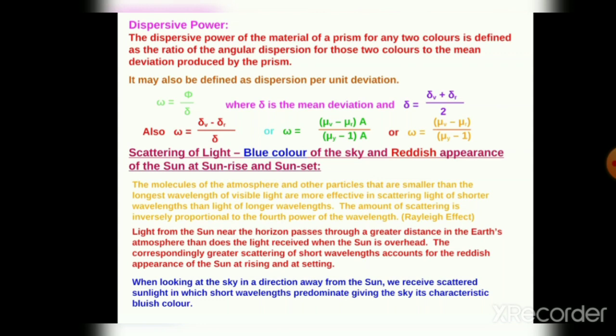Rayleigh scattering. You can say that I is directly proportional to 1 upon lambda raised to 4. Rayleigh scattering of blue light is 8 to 9 times more than Rayleigh scattering of red light.